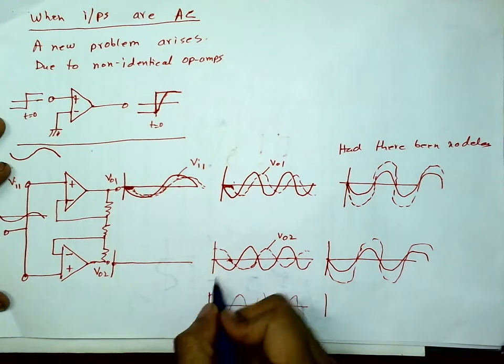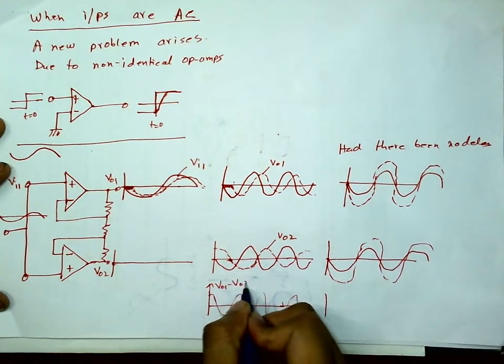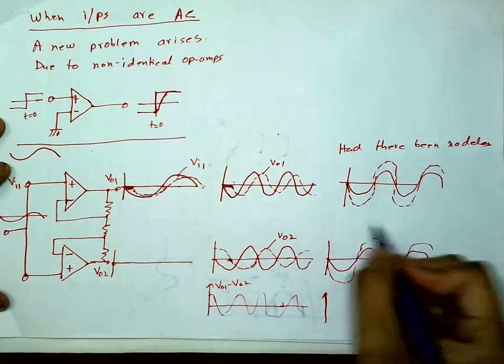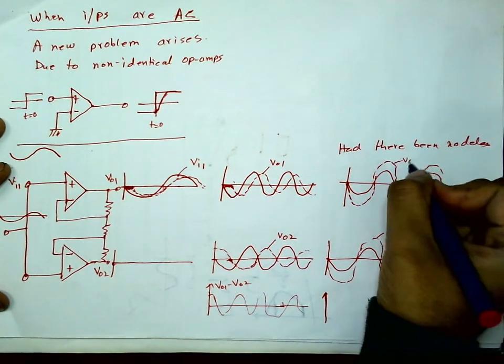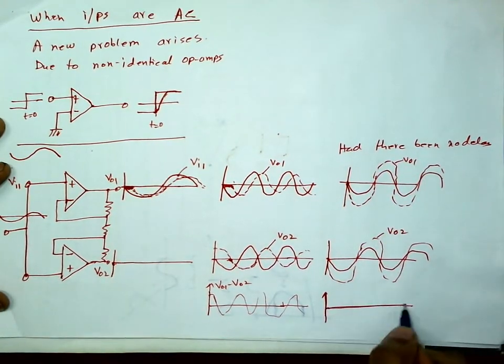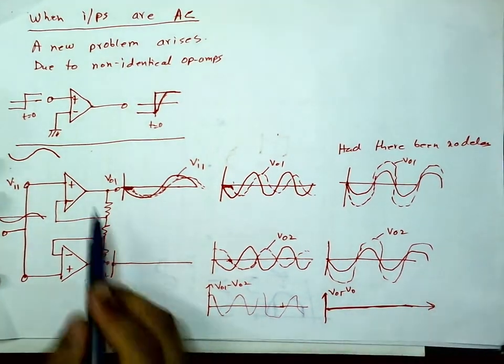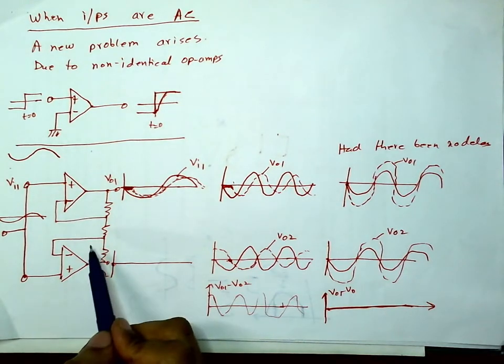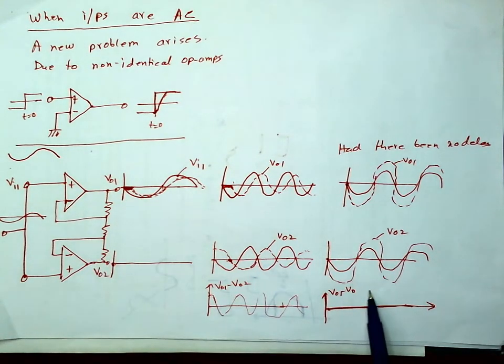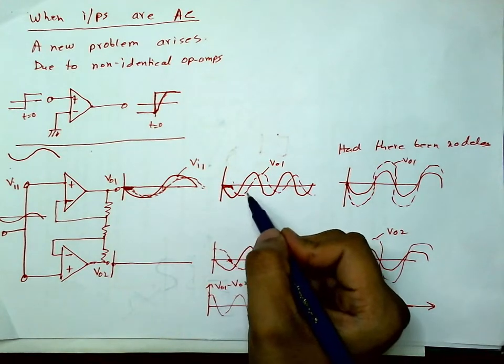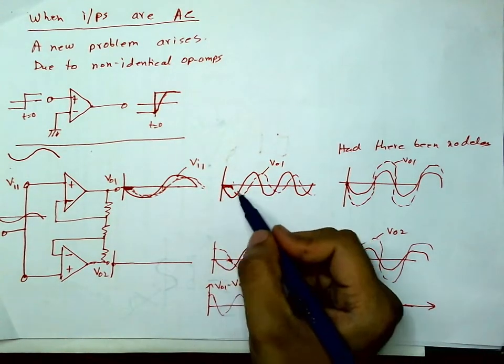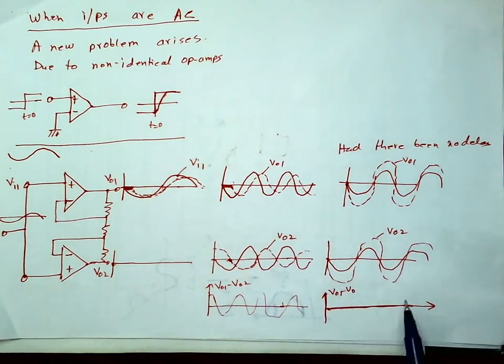And if you take this difference, so this is VO1 minus VO2, this is VO2, this is VO1, that will be 0. This is VO1 minus VO2, that will just be 0, if these two op amps were identical, their delays were identical. If not, you see, there is some voltage. And particularly as frequency increases, these delays also become more prominent and this voltage appears.